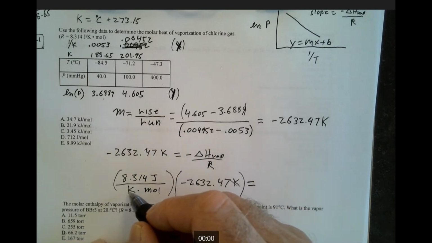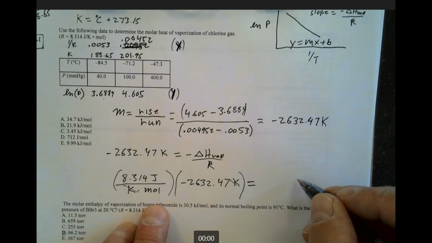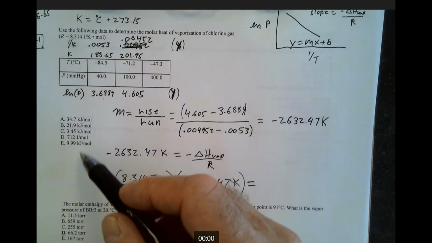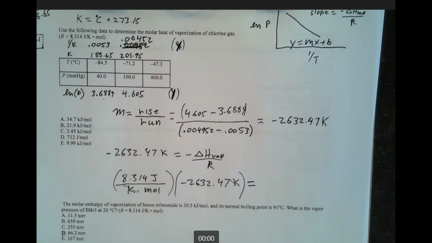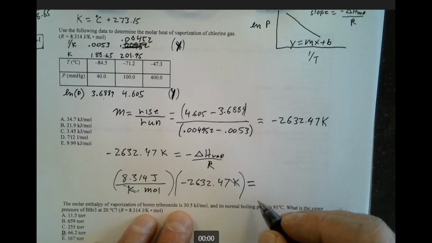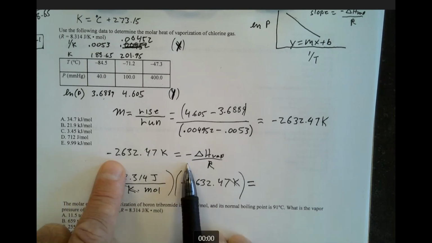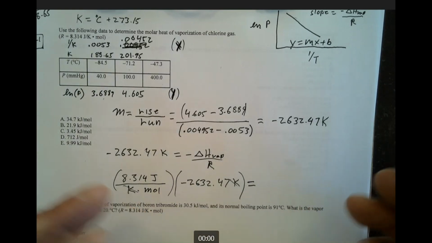So your K goes away, and I'm going to be left with a unit of joules per mole, which makes sense for a heat of evaporation. All right, then I pull out my calculator, multiply these two numbers together, but maybe before I do that, I have a negative and a negative. So I can multiply both sides by negative 1, or there's a negative here.